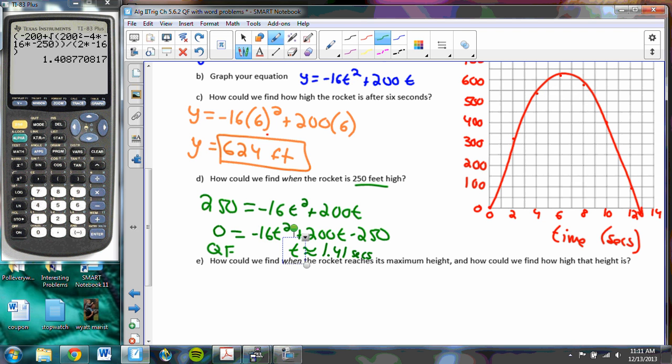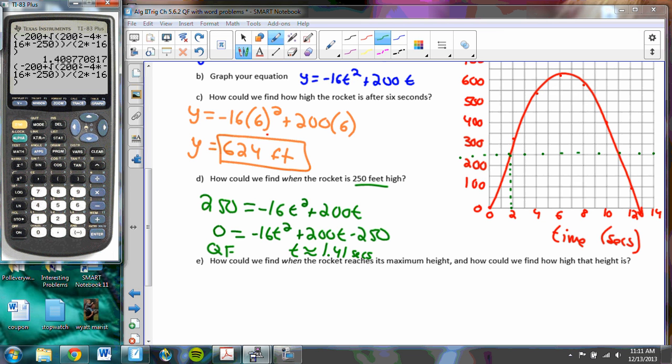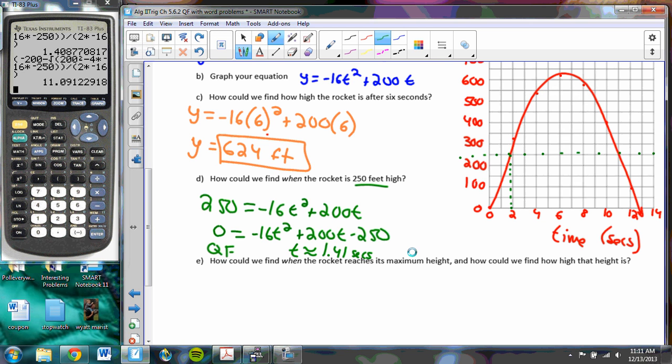If I look at the graph, 250 is here. So that makes sense, it's at about 1.41. My graph's not very accurate, but it's drawn by hand. That's a reasonable number. Now I can hit second enter, change this plus to a minus, and I get 11.1. Is that what y'all are getting? Is that okay?